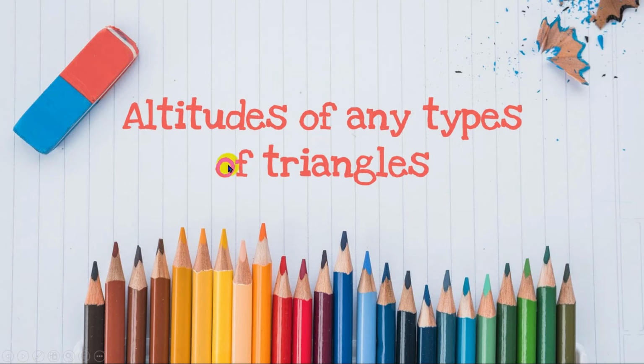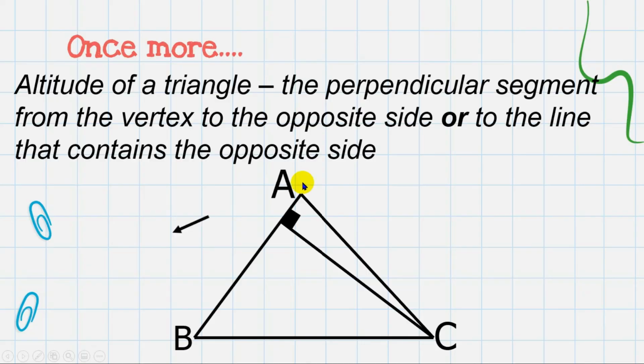Okay? So, now let's look at the different altitudes of different types of triangles. Siyempre, kung may iba't iba tayong uri ng triangles, meron din tayong iba't ibang itsura ng altitudes. Kagaya kaya siya ng median na lahat ay sa loob magtatagpo ang point of intersection or merong maiiba sa kanila? So, let's see. Once more, altitude of a triangle is the perpendicular segment from the vertex to the opposite side or to the line that contains the opposite side.